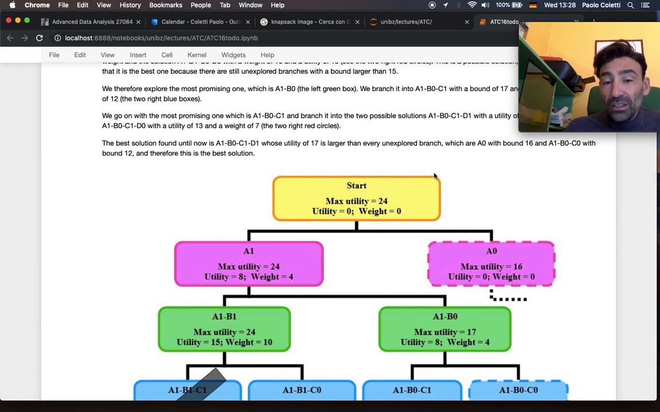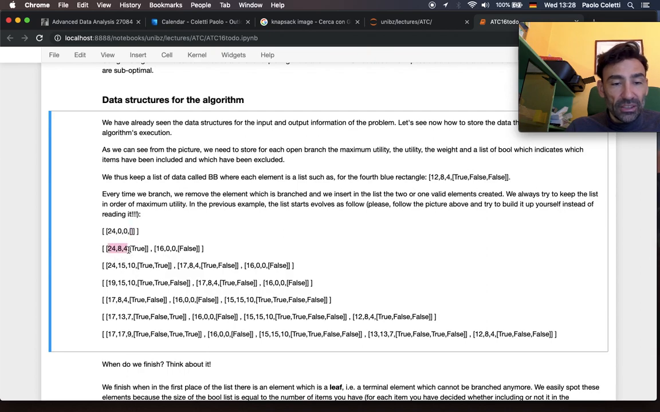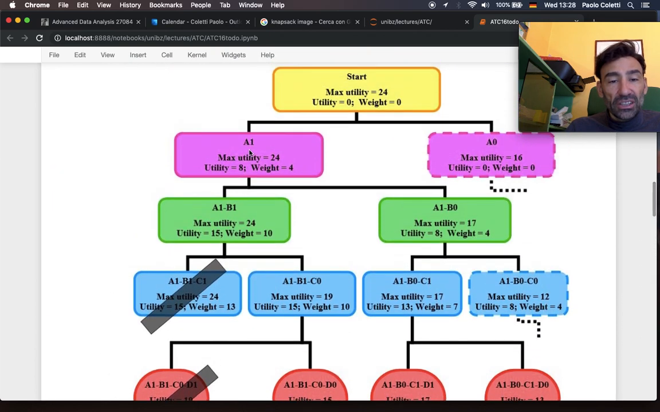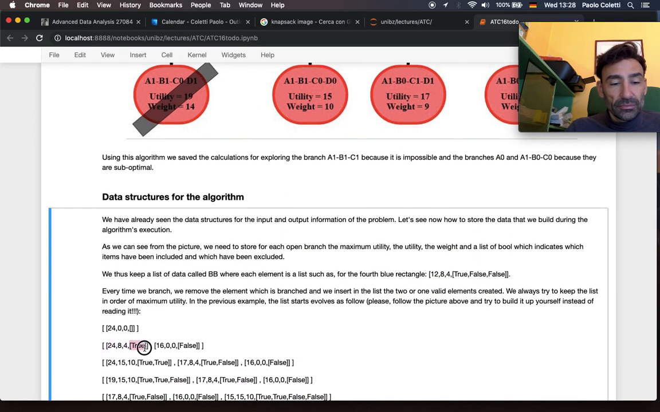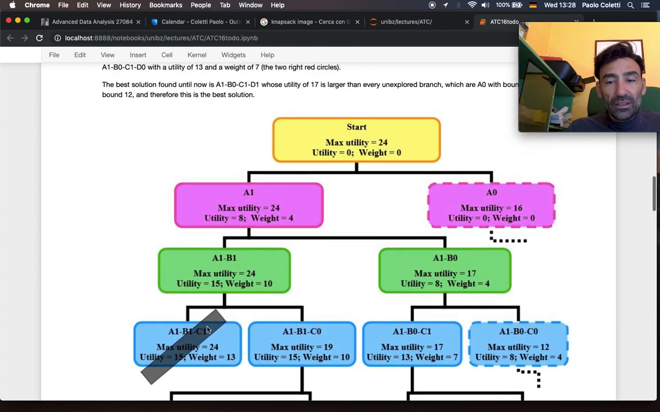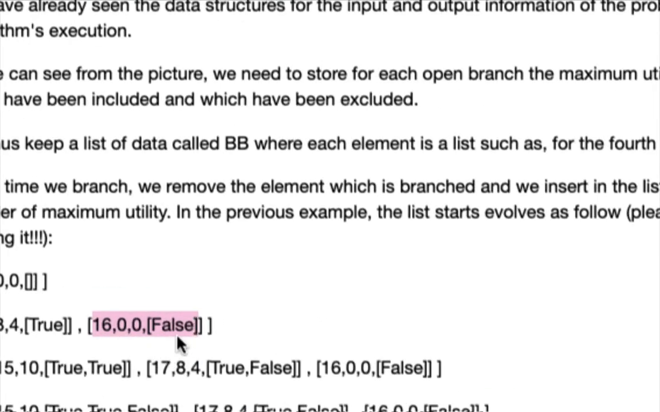You drop this one because once it's branched, it's not in our list anymore. So it's not an open branch anymore. You branch, and you have this one, which is maximum utility 24, utility 8, and size 4, and the current decision is first element taken, so true. And this one, maximum utility 16, 0, 0, first element not taken.